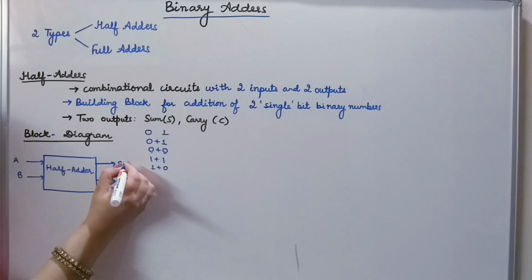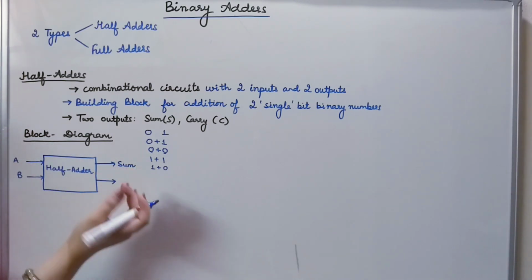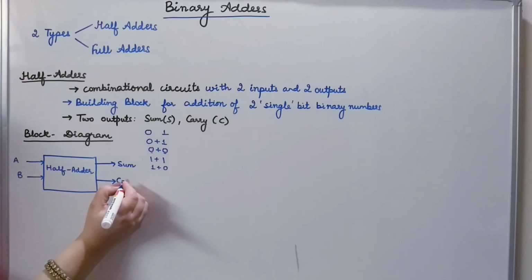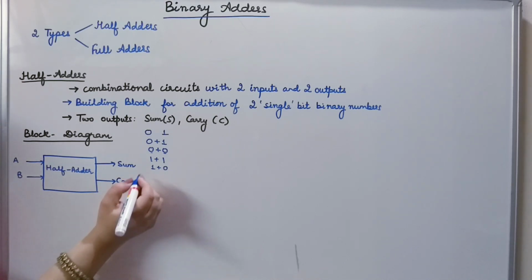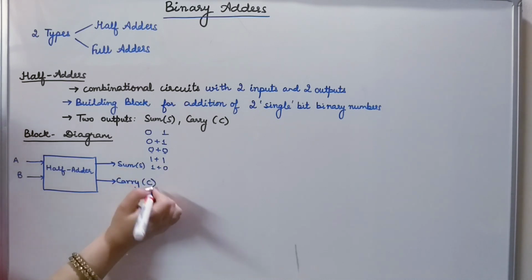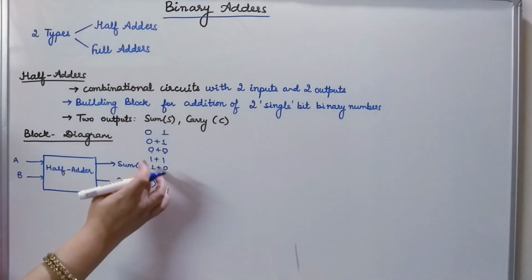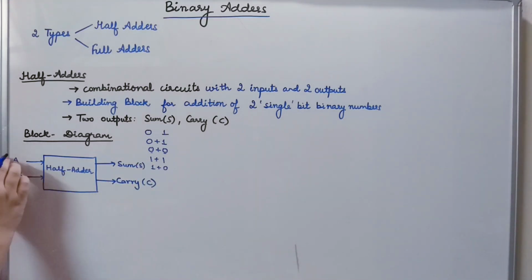One is sum. When I add two things, what I get is always a sum, and there is a possibility of carry. Sum is represented by a capital S and carry is represented by a capital C. These are representing the outputs, these are representing the inputs. Since two inputs are there, I have represented them in terms of A and B.